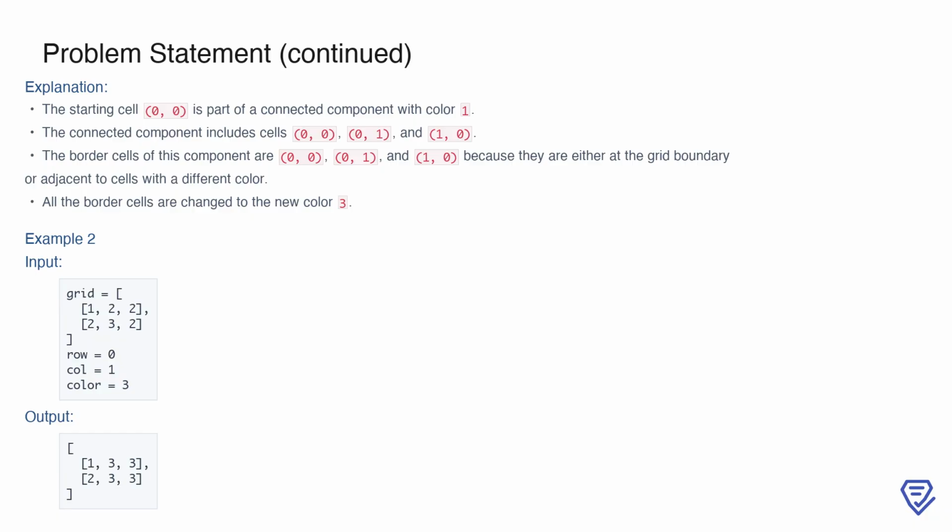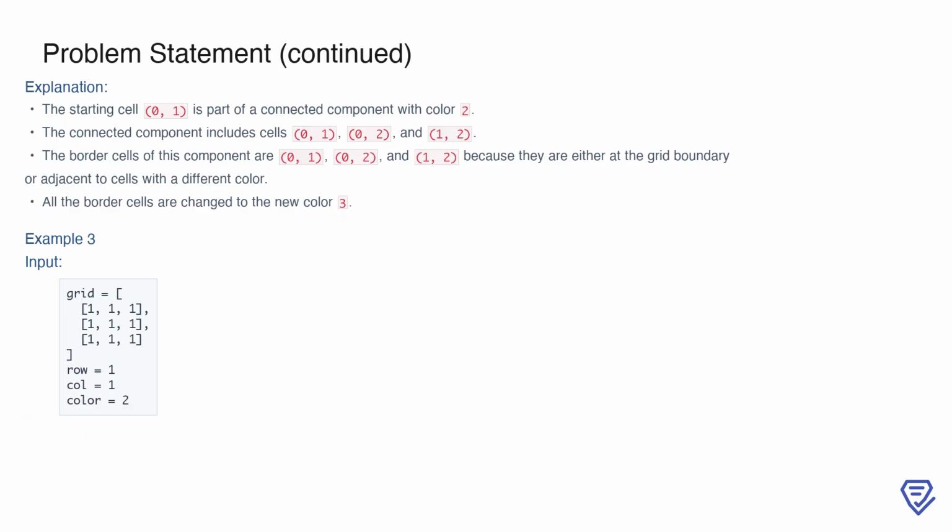Now, consider another example. Here, the grid is slightly larger, and the starting cell, 0, 1, belongs to a connected component with the color 2. The new color is 3. The result is that the border cells of this component, which include 0, 1, 0, 2, and 1, 2, are updated to the new color, while the rest of the grid remains unchanged.